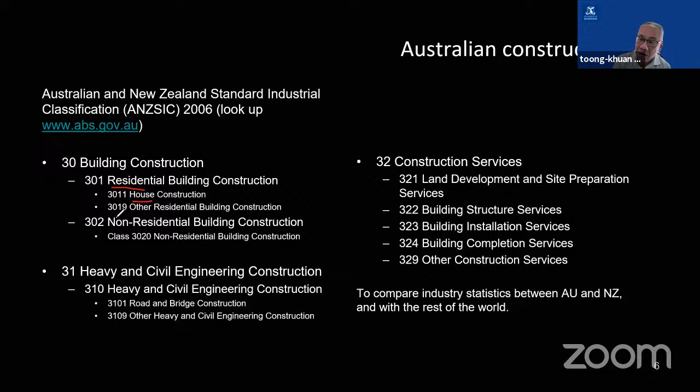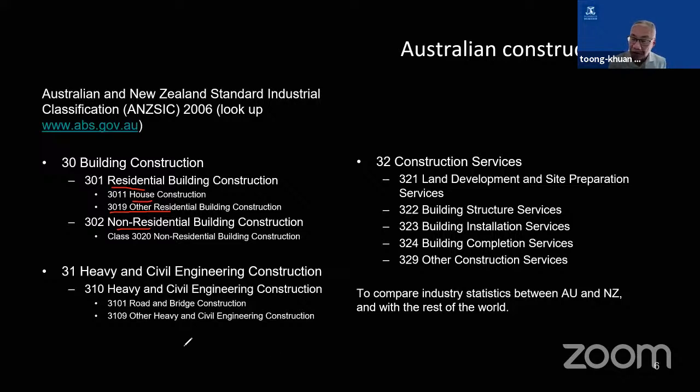Then 3019 is other residential buildings. So that could mean a terraced house, a semi-detached house, a dual occupancy, or all the way until apartment blocks. Then non-residential building would be all the other buildings that are not houses or apartments. So that would mean schools, hospitals, prisons, and all those things, okay?